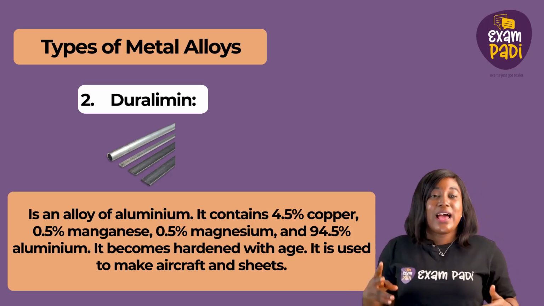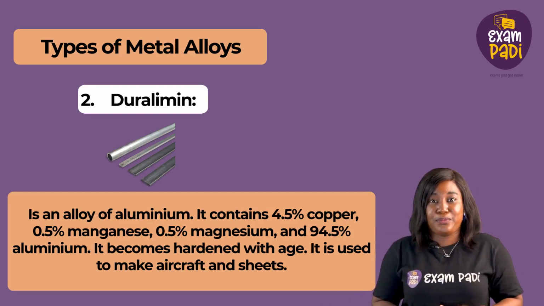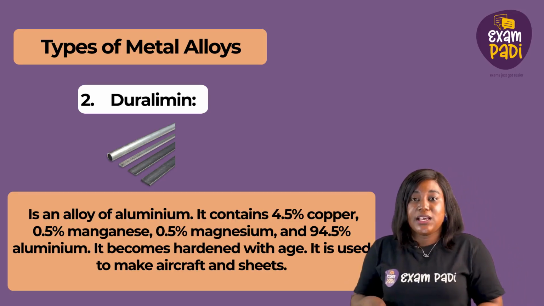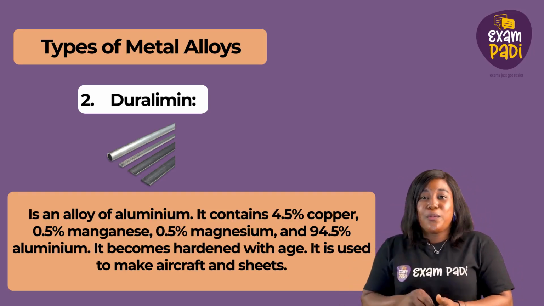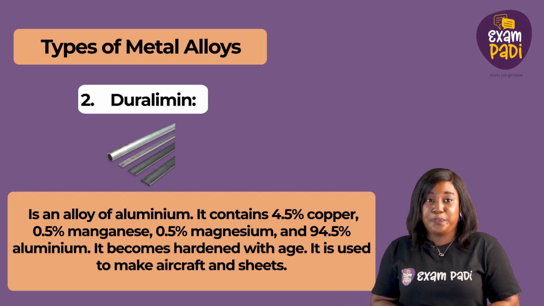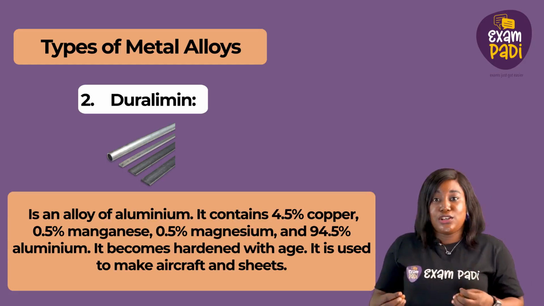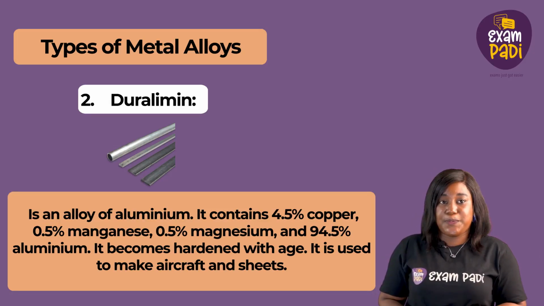Number 2, we have duralumin. It's an alloy of aluminium. It contains 4.5% of copper, 0.5% of manganese, 0.5% of magnesium, and 94.5% of aluminium. It is used to make aircraft and ships, among other things.